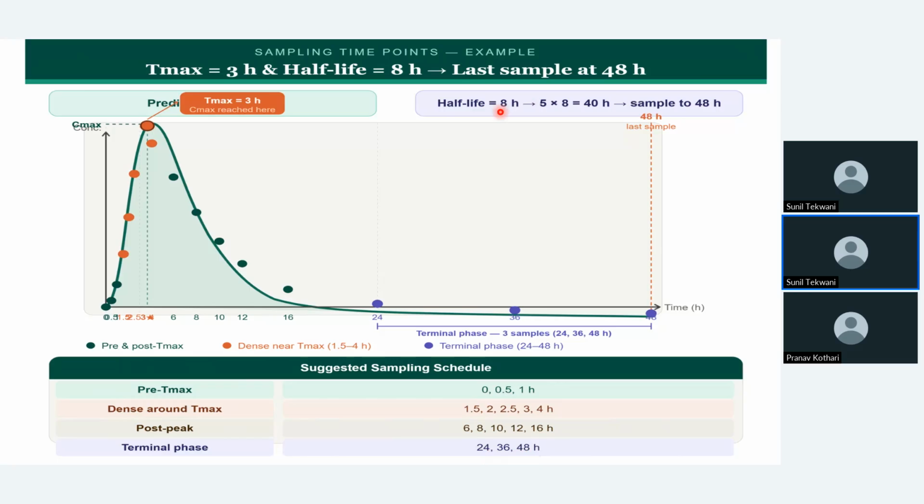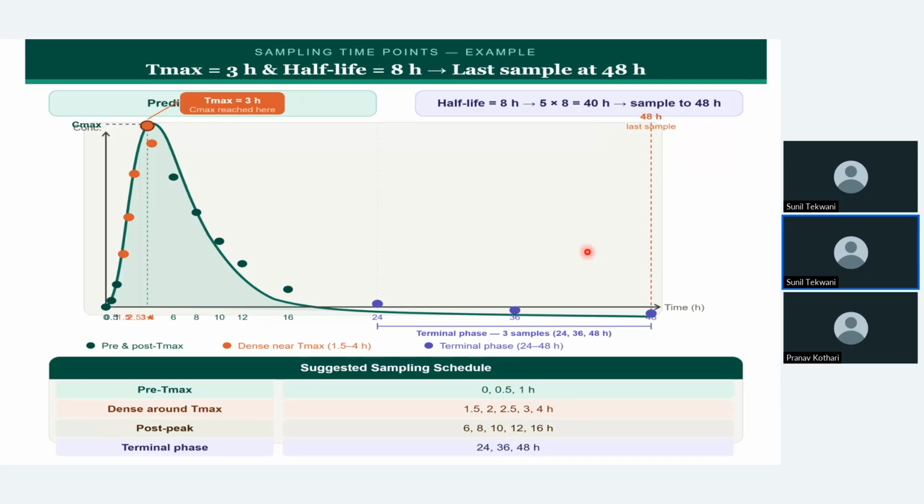Now, if the half-life is 8 hours, we can take the sampling for 5 half-lives to capture the entire elimination phase. So 5 half-lives will be at 40 hours, but we usually take samples at 36 hours followed by 48 hours. It is rounded off: 24, 36, 48, 60, 72, like that, day-wise. So the last sampling can be at 48 hours.